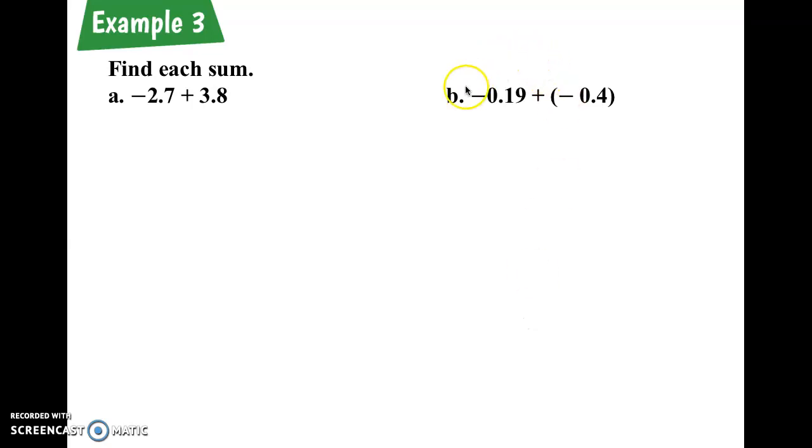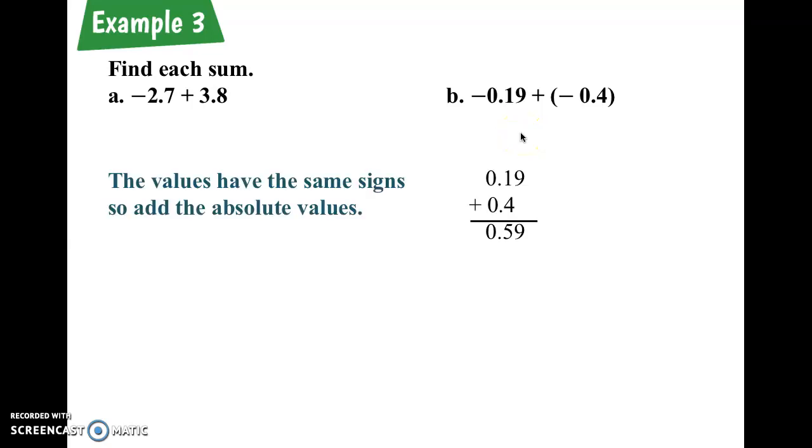For B, look at this. We've got negative 19/100 plus negative 4/10. I've got two negative numbers. When we combine those, of course, we're going to get another negative number. So line up those decimals. Whole number, decimal, tenths, hundredths. I would even put a magic 0 here. Remember doing that way back at the beginning of the year?